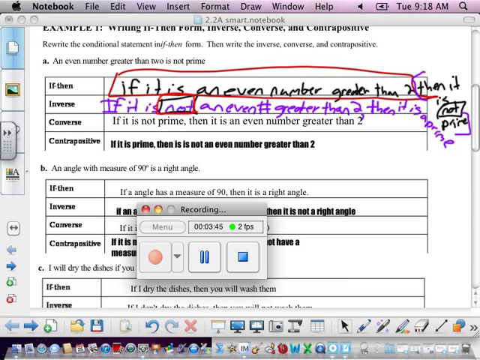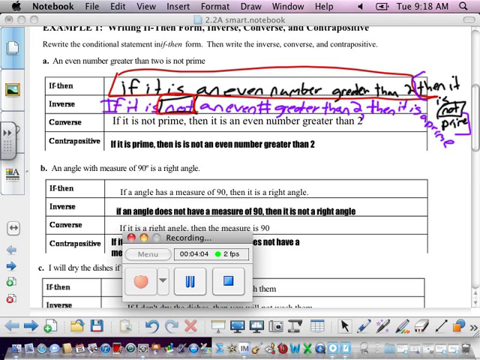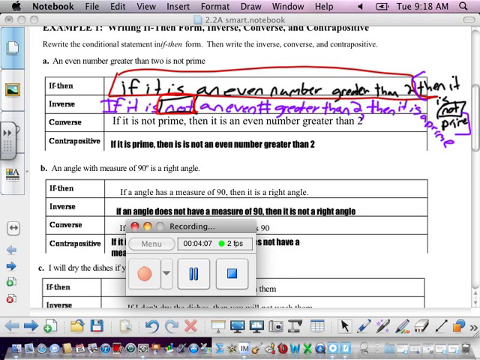So if we've got, if an angle has a measure of 90 degrees, then it is a right angle, how would we say the inverse? If an angle is not 90 degrees, then it is a right angle. Correct. If an angle does not have a measure of 90 degrees, then it is not a right angle. So the inverse is when I make the whole not thing. Who remembers what converse is? It's when you do what? Switch the hypothesis and conclusion.